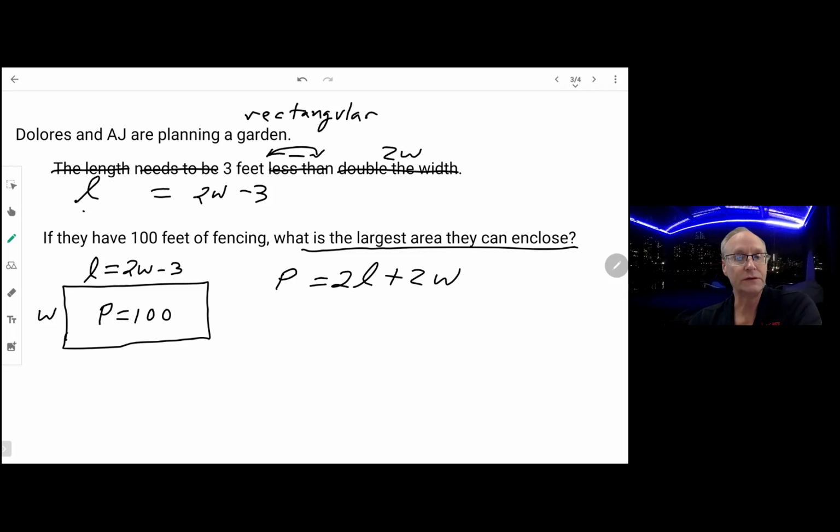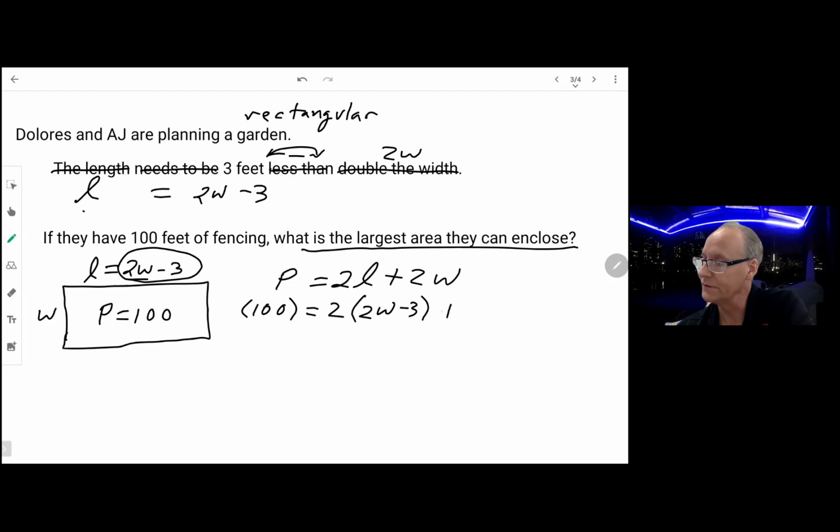And now we're just going to substitute. Inside parentheses is usually best. But I'm going to go ahead and substitute for the perimeter. And instead of L, I'm going to put 2W minus 3. Don't forget the 2W right here is still there.